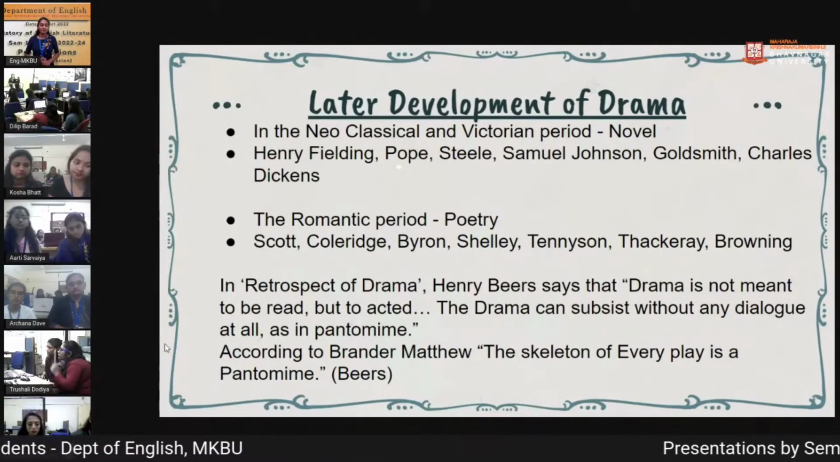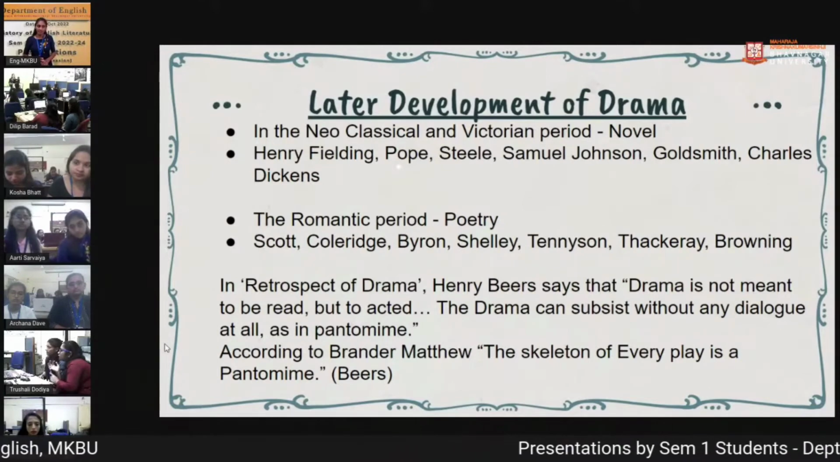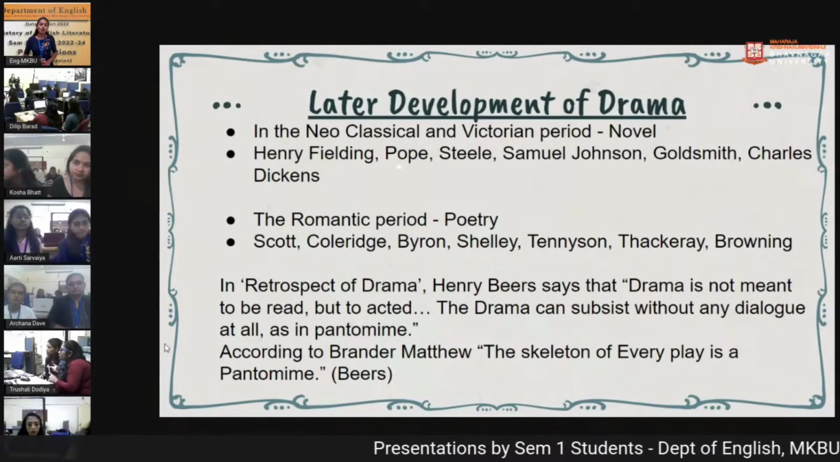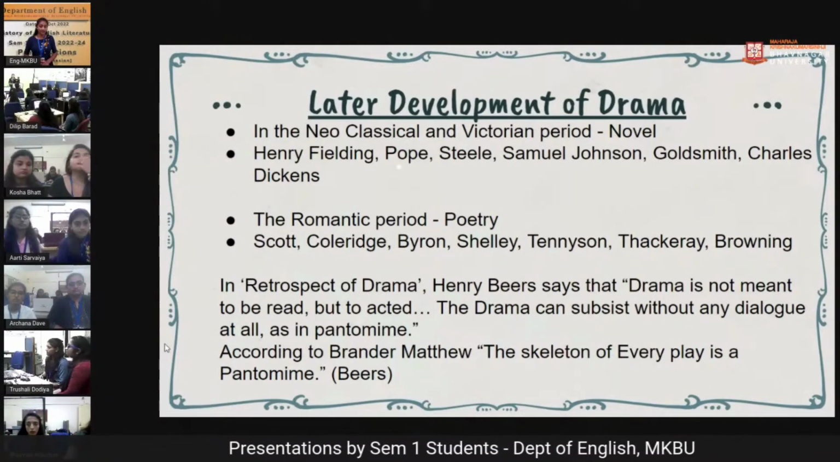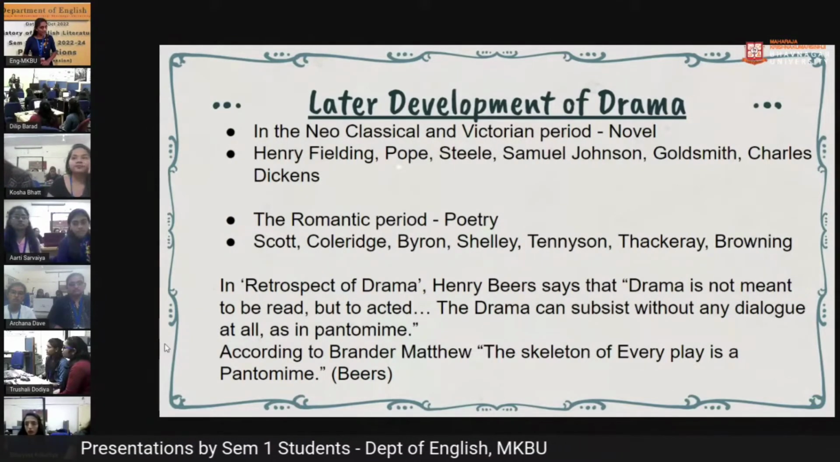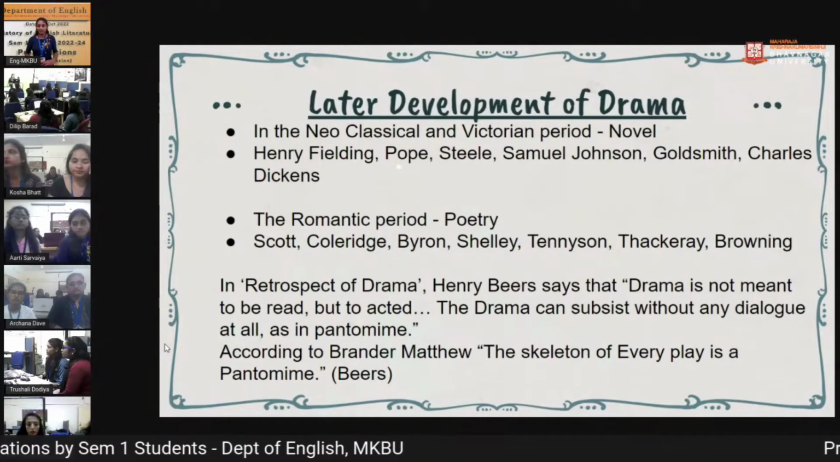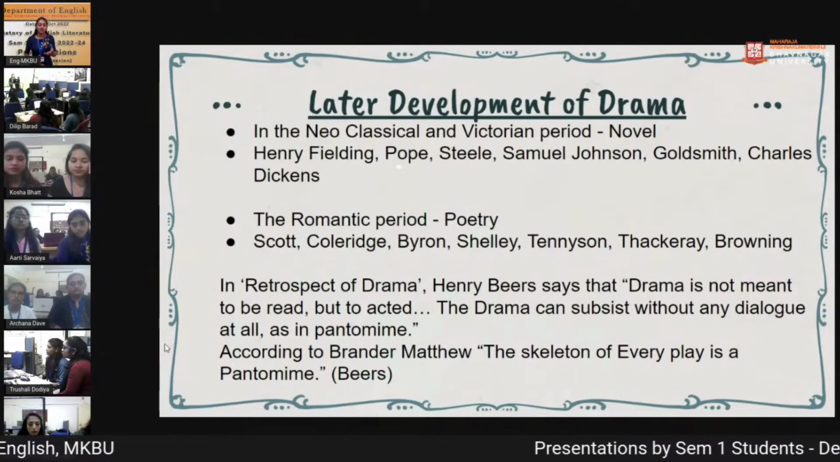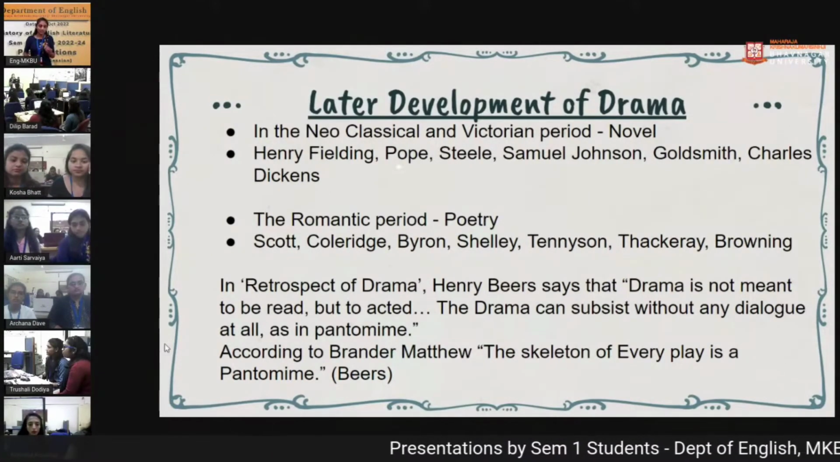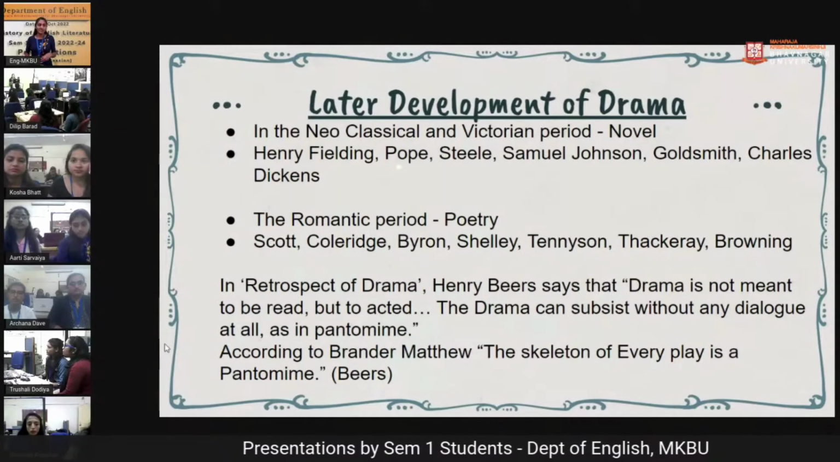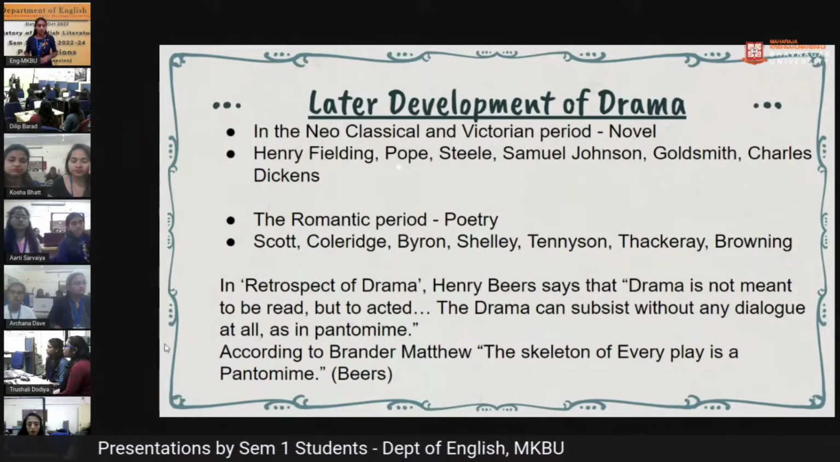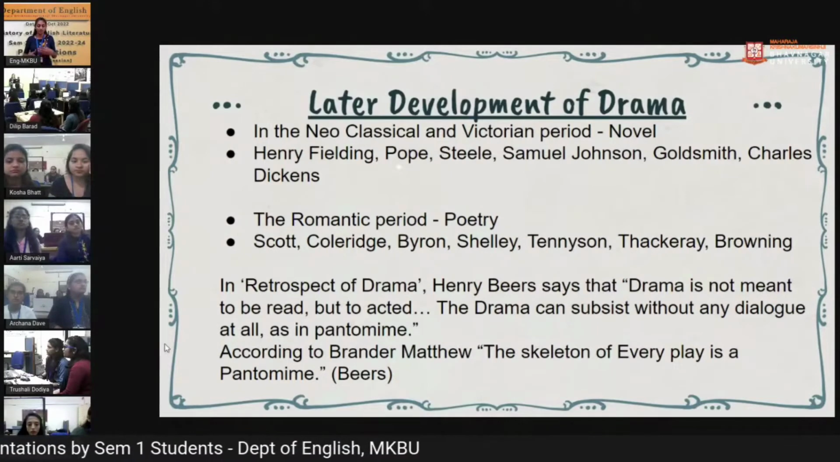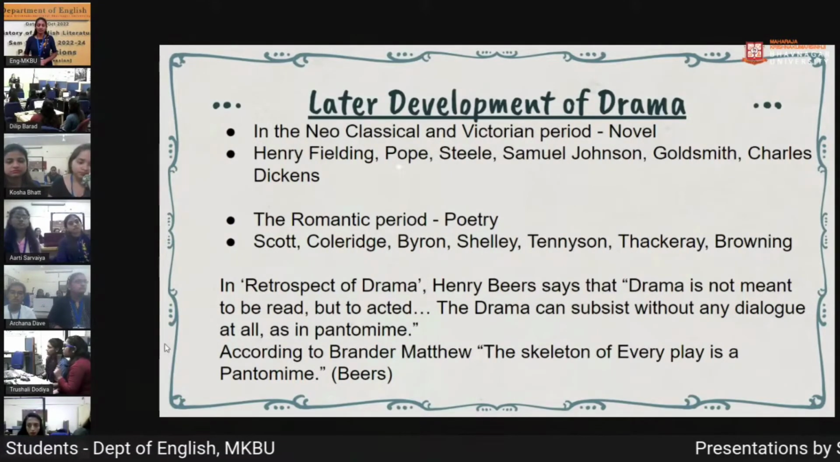In the Romantic period, poetry was the dominant form. Scott, Coleridge, Byron, Shelley, Tennyson, Thackeray, and Browning all also tried their hand at writing plays, but they didn't succeed in writing dramas. Because of the new Romantic spirit they were writing poetry, and because of that reason poetry flourished well in this period.